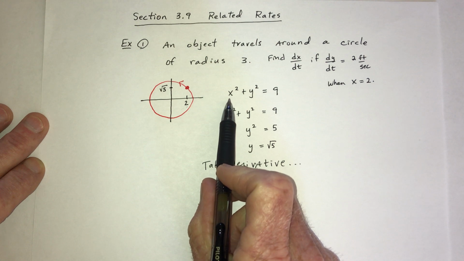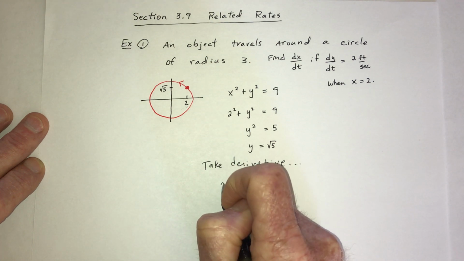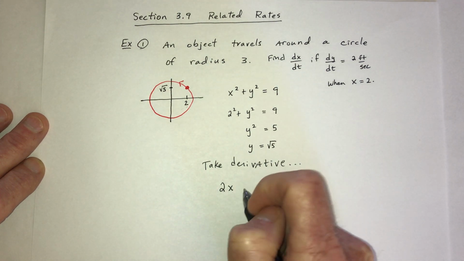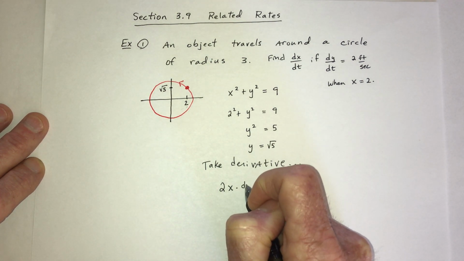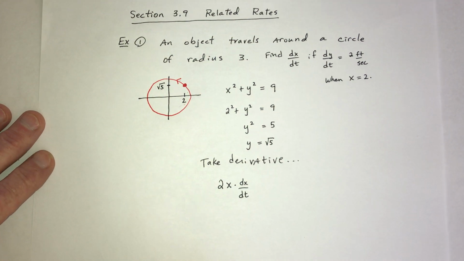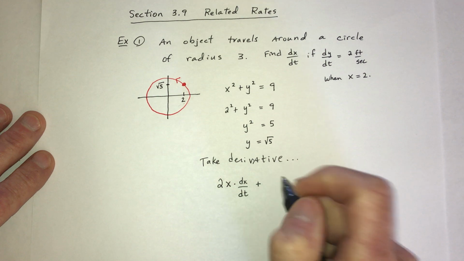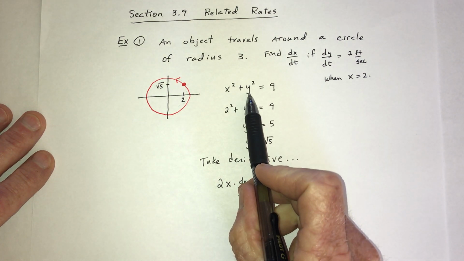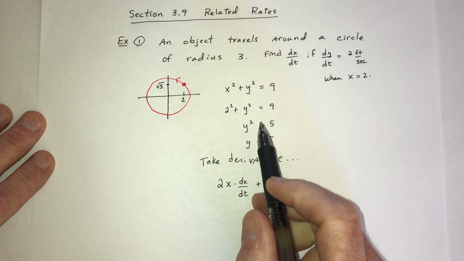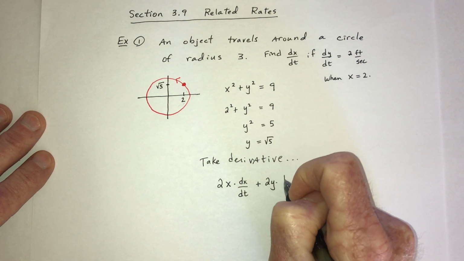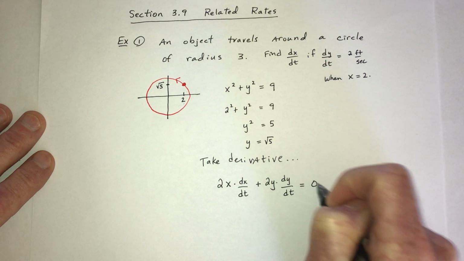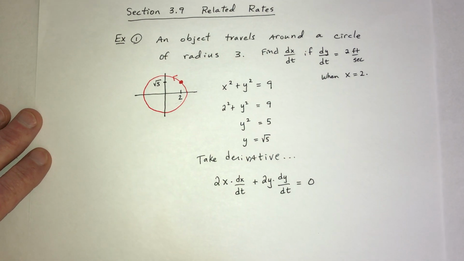So when we go to take the derivative, take the derivative of x squared. So that would be 2x to the 1 power. And now do the chain rule. Take the derivative of x with respect to t. Then for the y squared, take the derivative. So it's going to be 2y. And then do the chain rule. Take the derivative of y with respect to t. And on the right side, the derivative of 9 is 0.